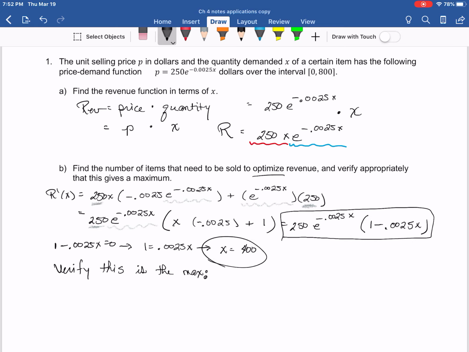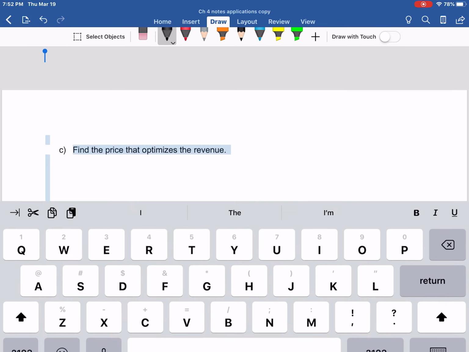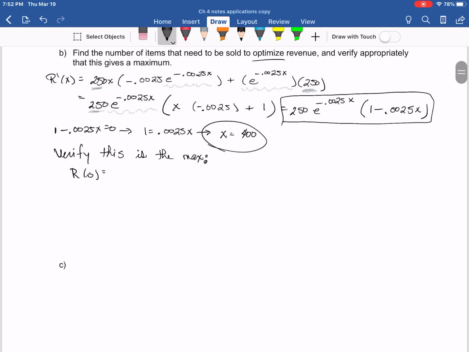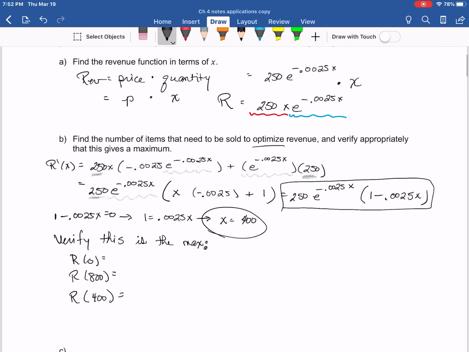To do that, we can use the extreme value theorem, because your function is defined from 0 to 800 on that closed interval. So we want to calculate R of 0, the revenue at 0. We want to calculate the revenue at 800. We want to calculate the revenue at 400, and we should see that the revenue when x equals 400 gives us the largest revenue value.